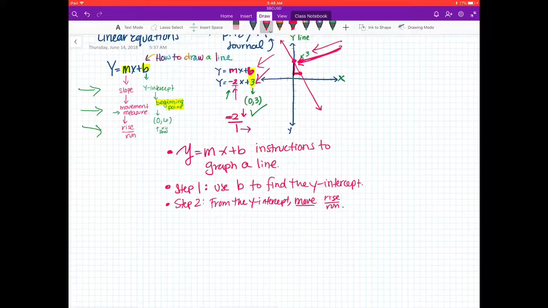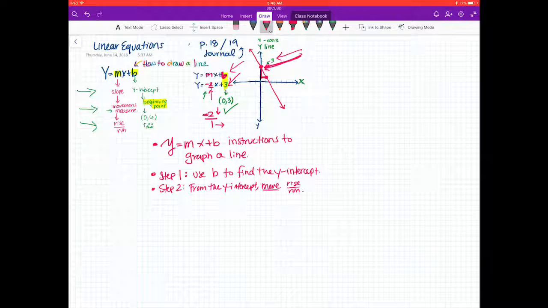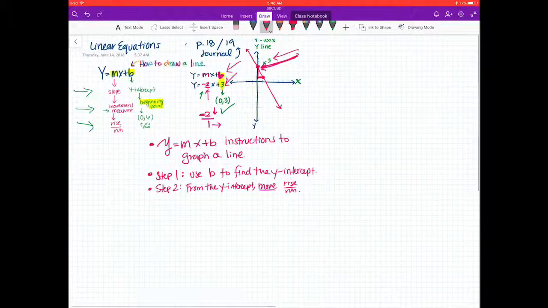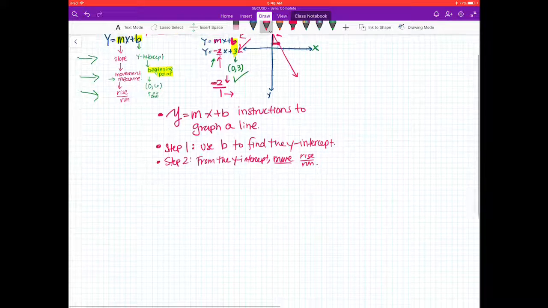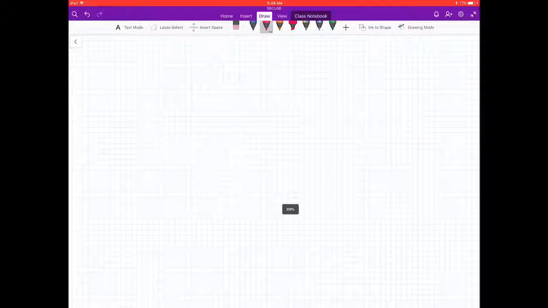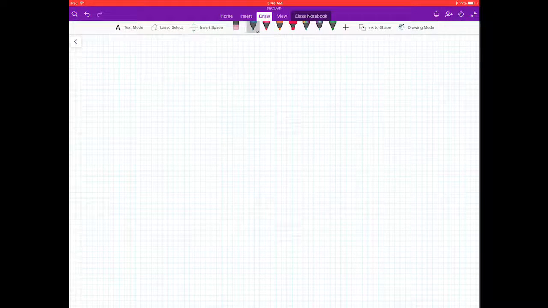Okay, so you should still have lots of room. I'm going to go ahead and start talking about the second topic. So this was how to draw a line from the equation y equals mx plus b. Okay, pause if you have to.